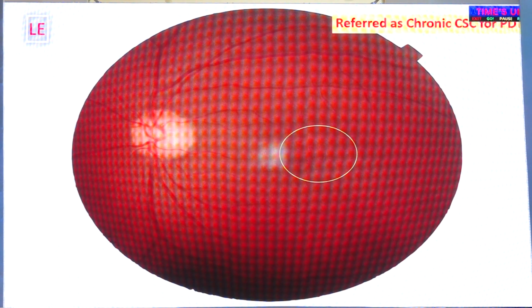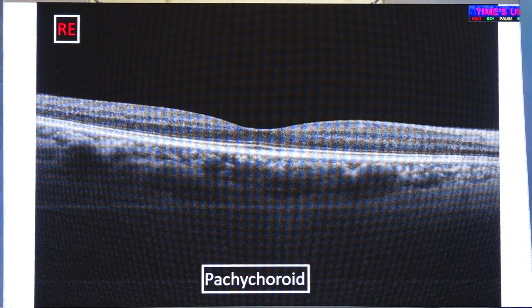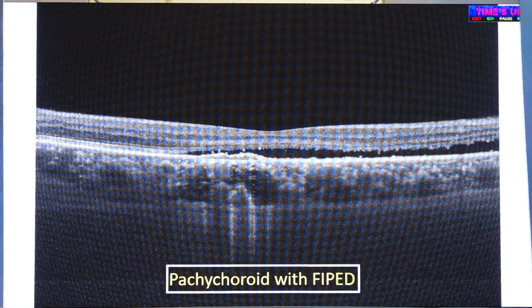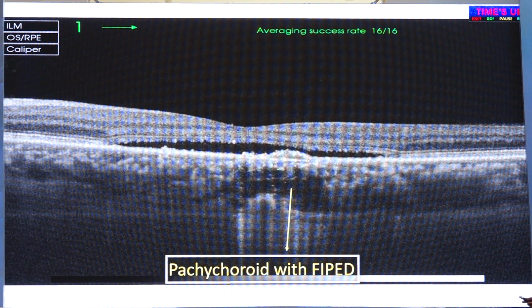So let us look at one case here where it was referred as chronic CSR with subretinal fluid and for photodynamic therapy to me. But when you look at the OCT in the other eye, you see these pachychoroid features, thick choroid, dilated outer choroidal veins compressing the choriocapillaries, and in this eye of our concern, that is the left eye, you see this shallow irregular PED or flat irregular PED called FIPED, and this FIPED overlies the area of pachyvessel with choriocapillary compression and choriocapillary ischemia.